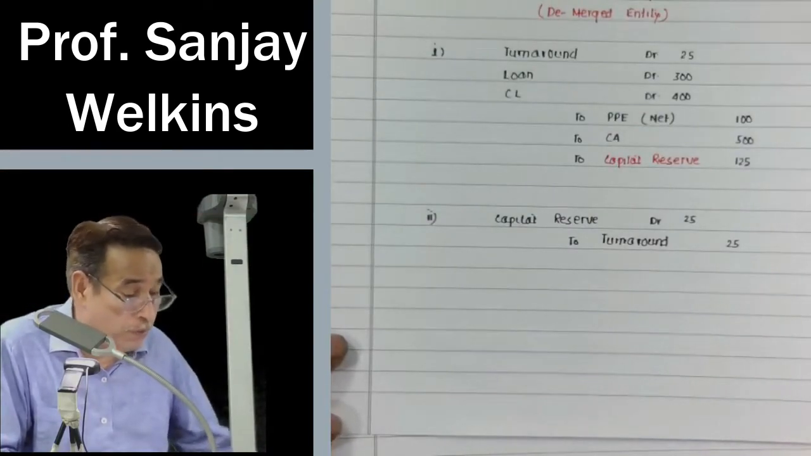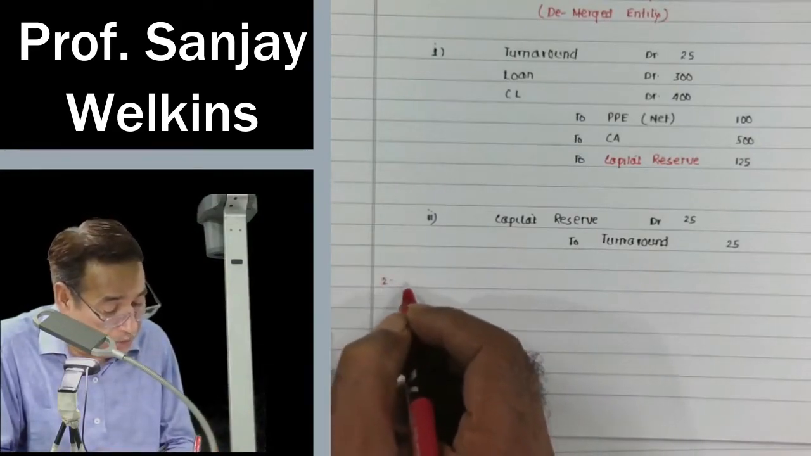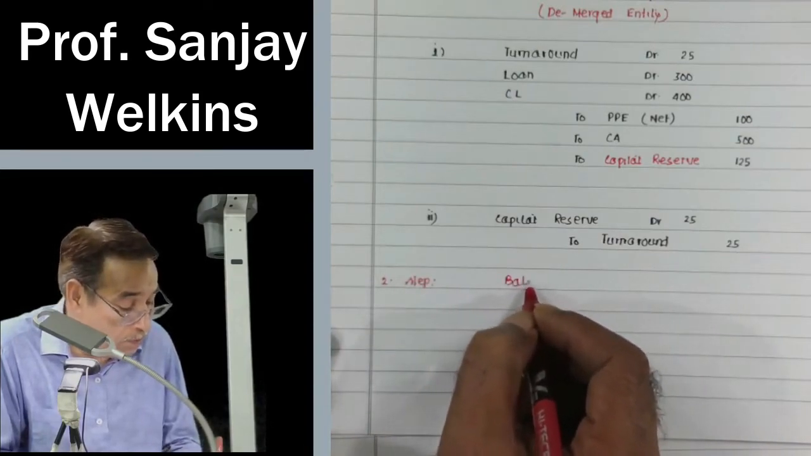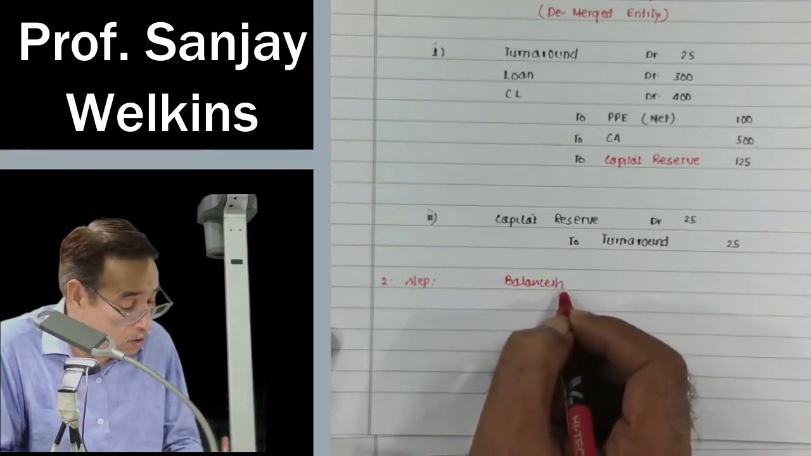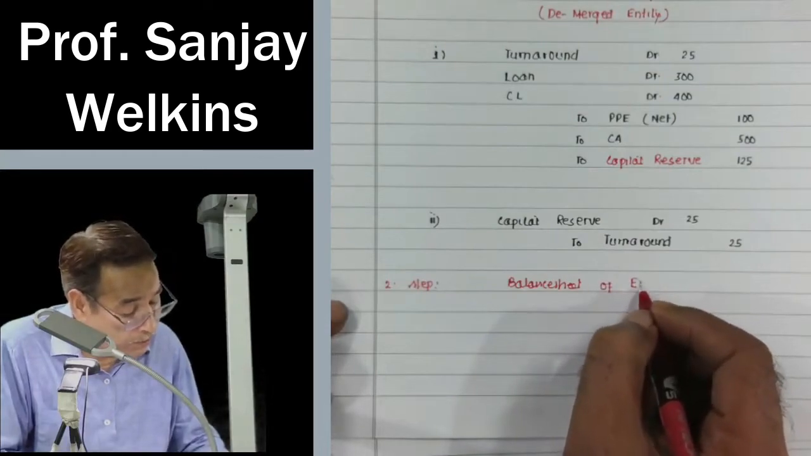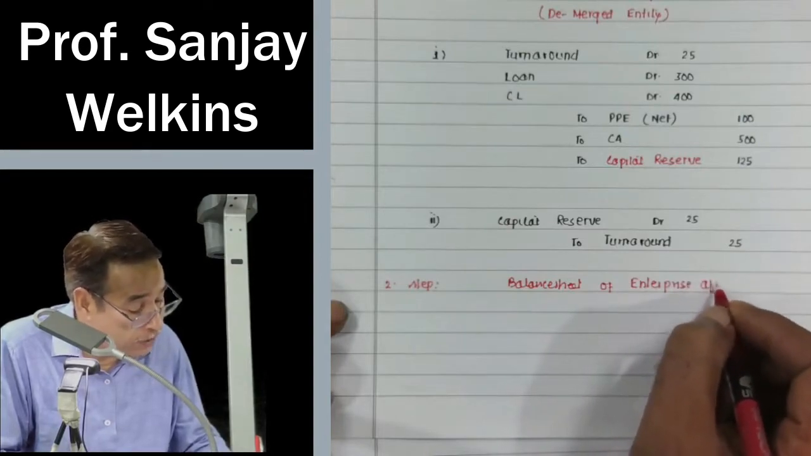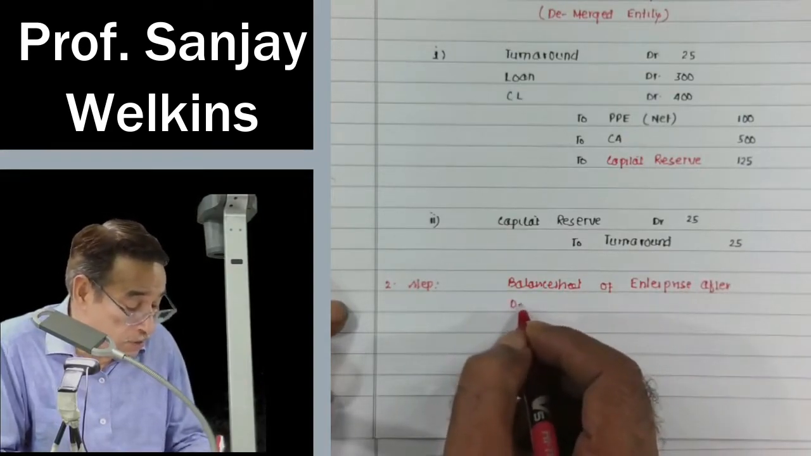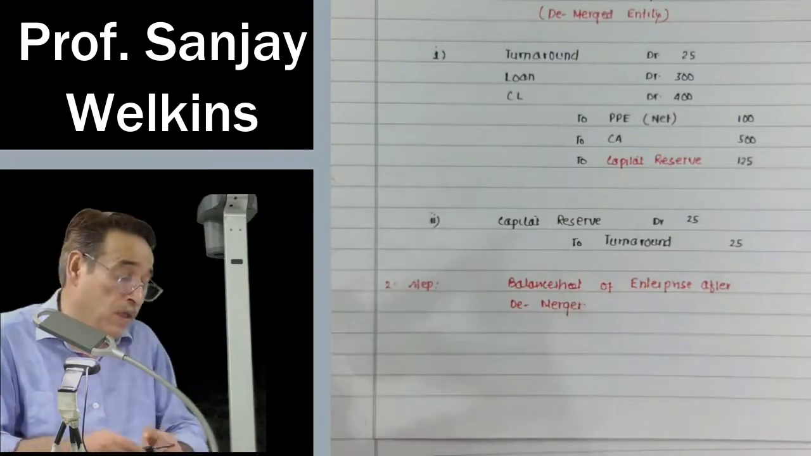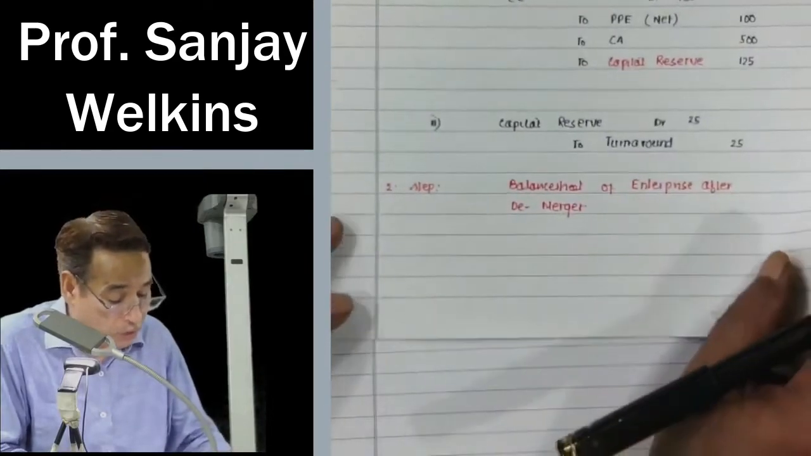After that, we are supposed to prepare the balance sheet. Now we'll prepare the balance sheet under step number 2, second step. Balance sheet of Enterprise Limited or demerged entity. Enterprise Limited after demerger. So after demerger, now we are going to prepare the balance sheet. Correct? Now you please let me know how I am going to prepare the balance sheet. Please quickly let me know actually what I should write first.